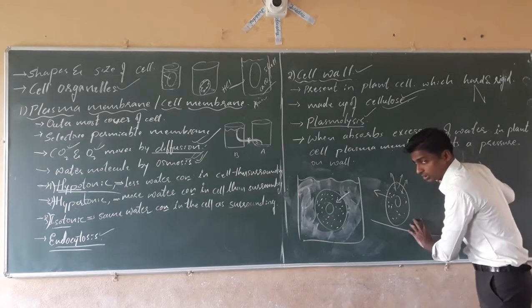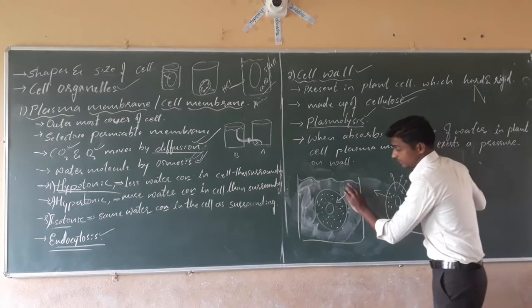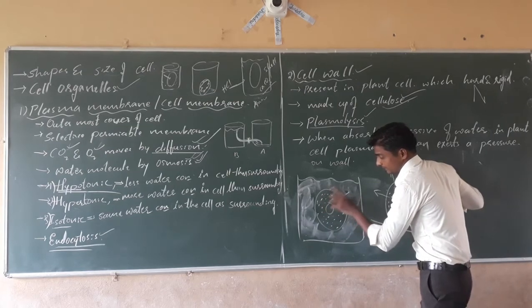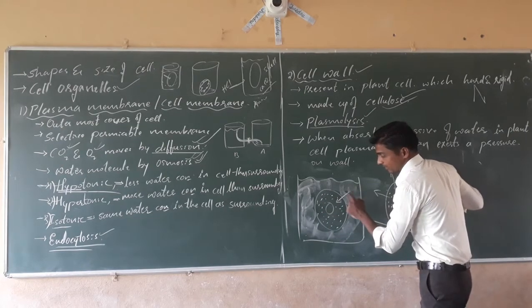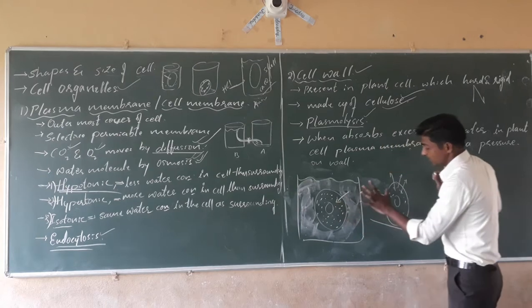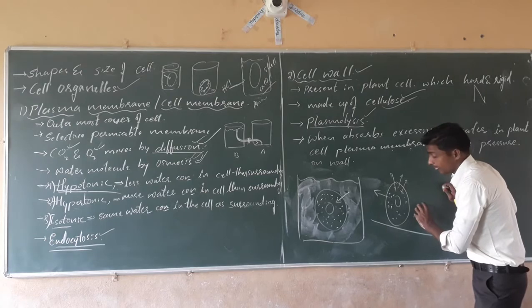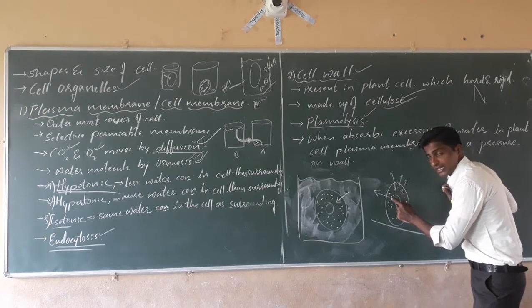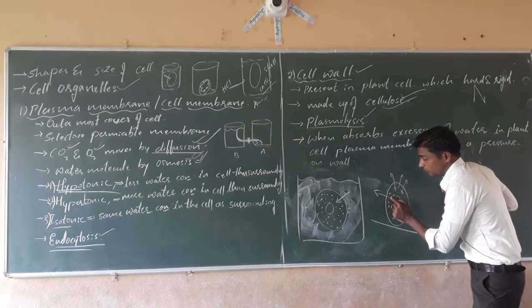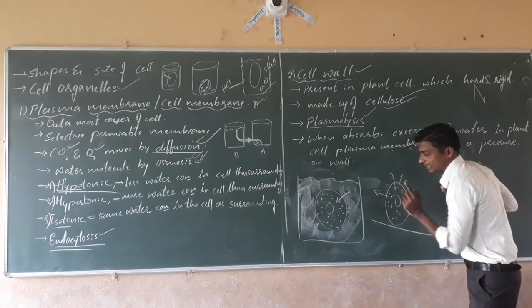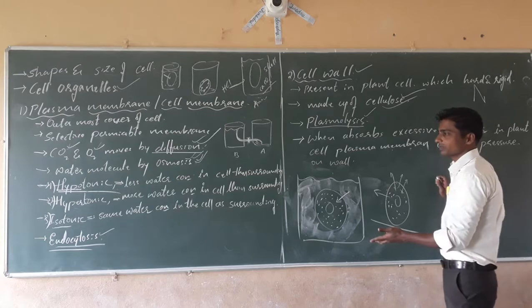There is no water concentration outside. Here, more water was present inside, and the surrounding had less water concentration compared to the cell. At that time, what happens? Water will rush out from the cell to the atmosphere or the surrounding.